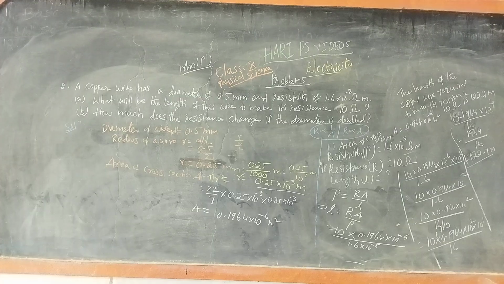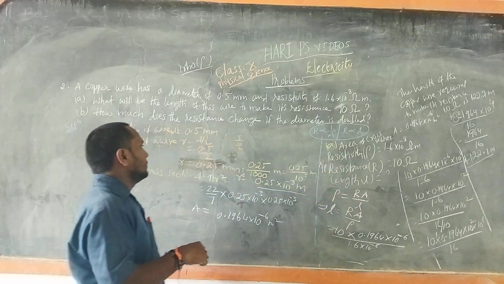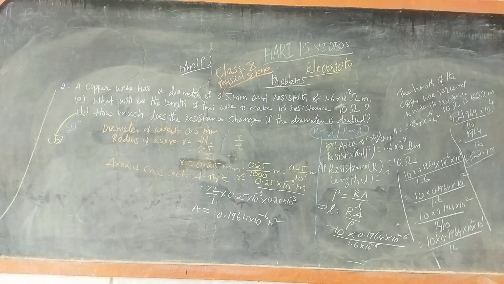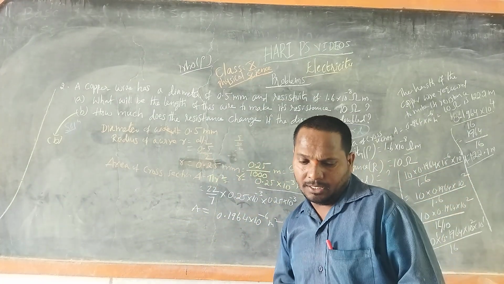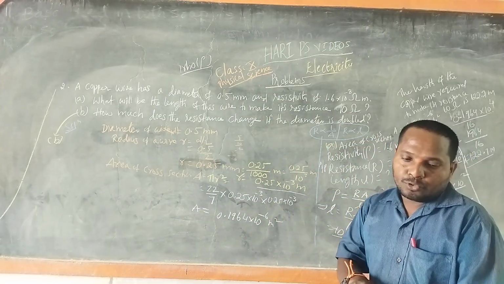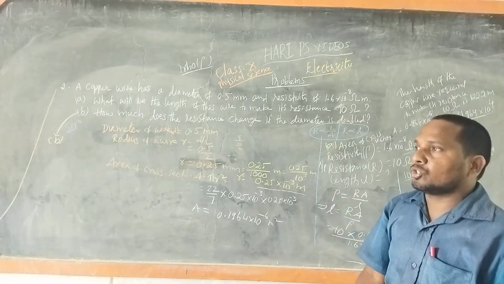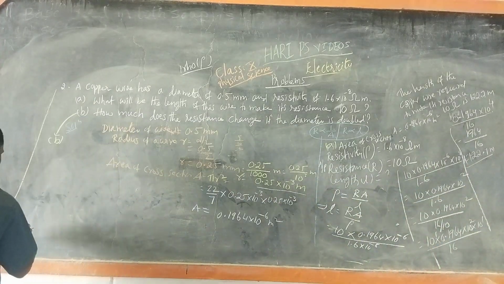Then coming to the second part of the problem. This is the first part. Then coming to the second part of the problem, B. How much does the resistance change if the diameter is doubled? If the diameter is doubled, the resistance of the wire is inversely proportional.